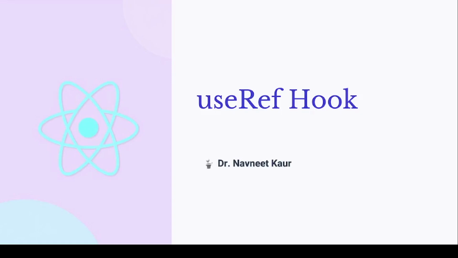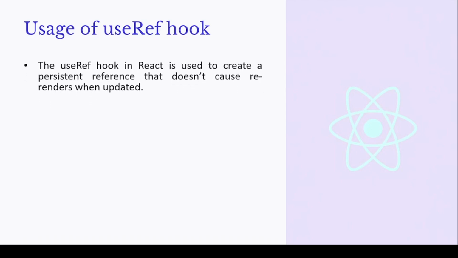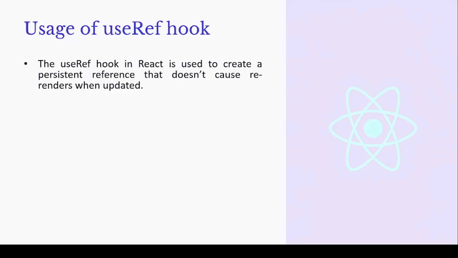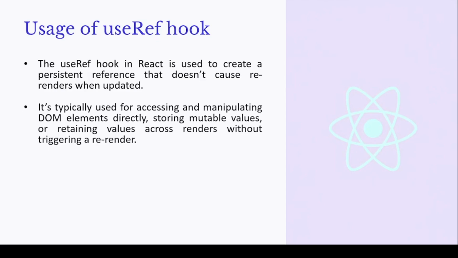In this video, we will understand and implement the useRef hook. The useRef hook in React is used to create a persistent reference that doesn't cause re-renders when updated. And it's typically used for accessing and manipulating DOM elements directly, storing mutable values or retaining values across renders without triggering a re-render. Let's understand this hook with the help of examples.